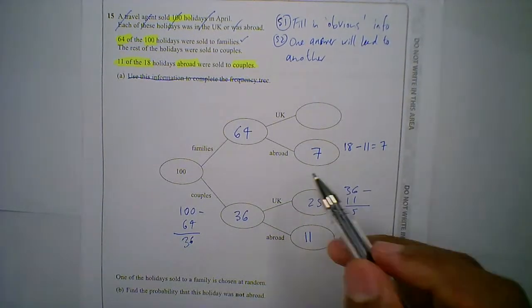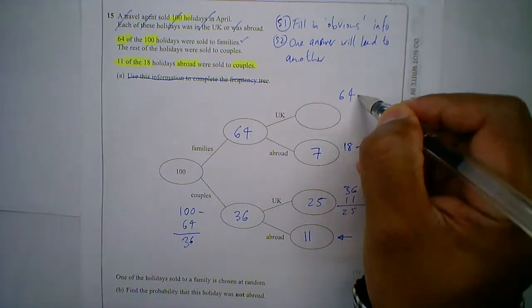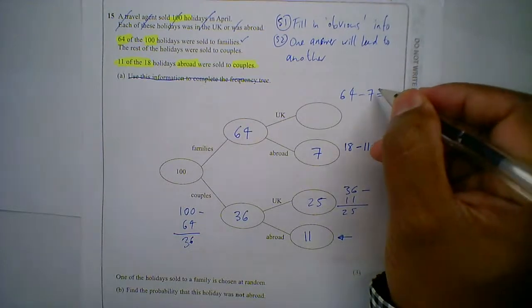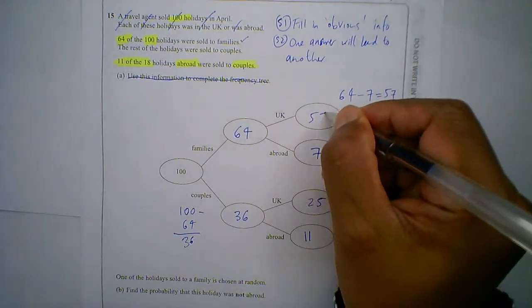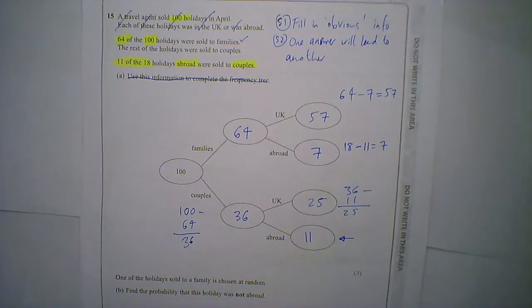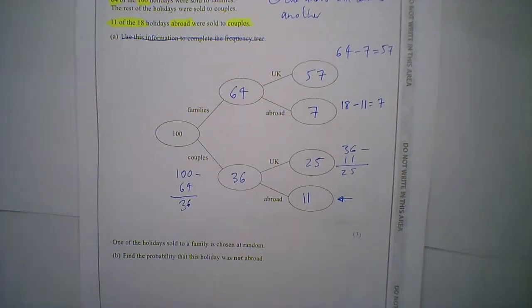And now the next piece is easy. You can see this one here will be 64 take away 7. 64 take away 7 gives us 57. So that's part A. Hopefully you got those numbers correct. Part B now.